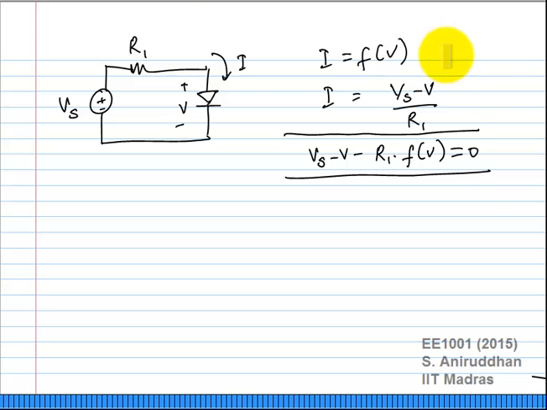So I have these two relationships. One of them is I equals (Vs minus V) by R1. The other is I equals f of V. If I plot each of these on the same set of axes, on the same graph, how do I find out the solution? The intersection point of these two curves will give me the solution, right?